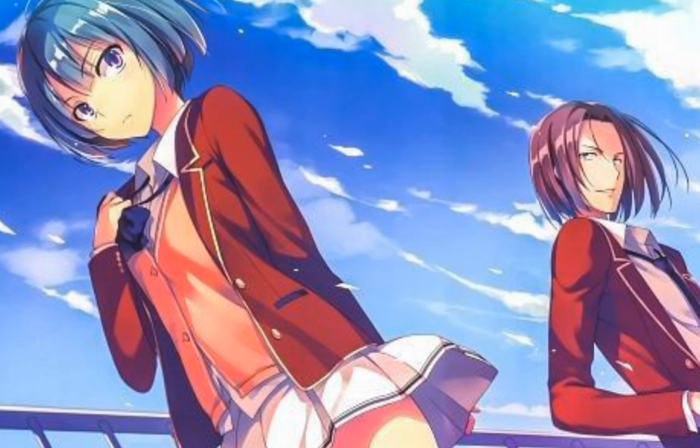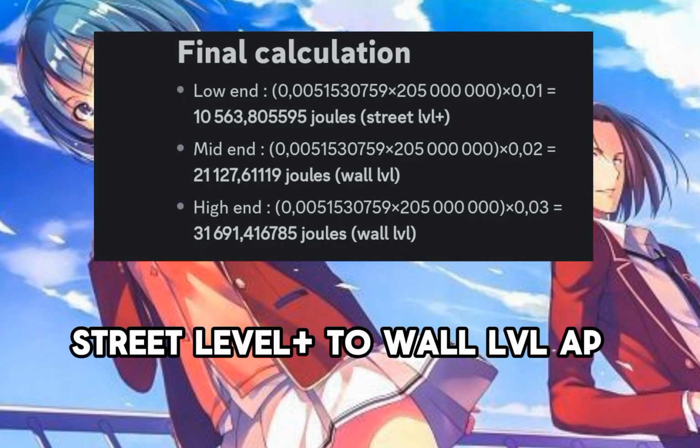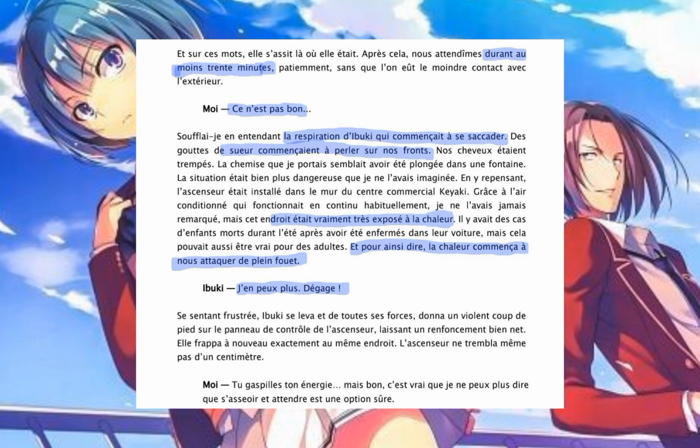Since the feat is described as visible, I'm assuming that the minimum depth value is 1 centimeter, and I'm going to go up to 3 centimeters in high ball, since otherwise it goes beyond the narrative description that Ibuki didn't do much damage. Just with that we find a baseline street plus in low ball and low wall level in high ball, knowing that Ibuki was tired and wasn't in optimal condition because of the heat.